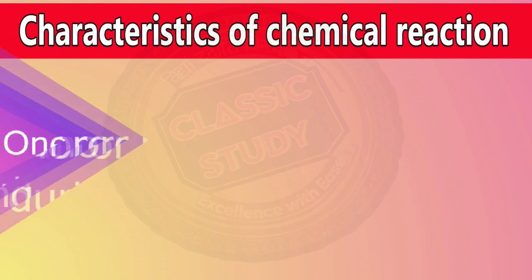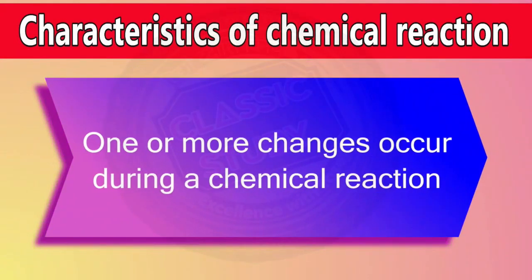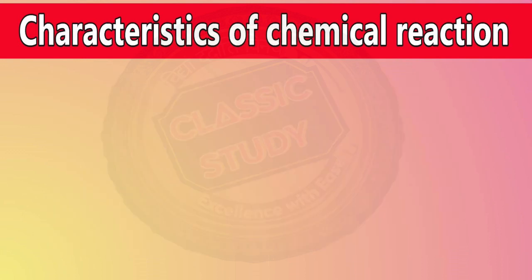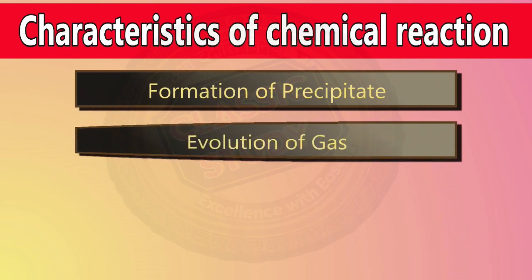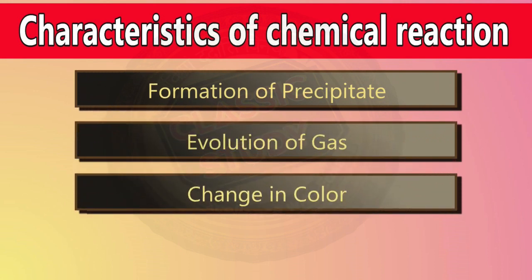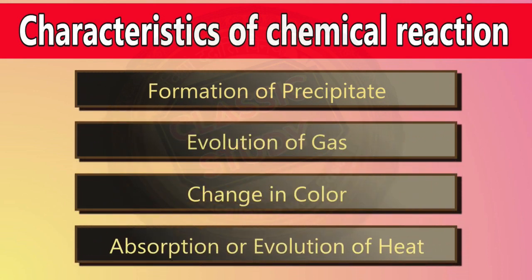So we can understand that during a chemical reaction, one or more of the following changes occur. These are called the characteristics of a chemical reaction. They are formation of precipitate, evolution of gas, change in color, absorption or evolution of heat.